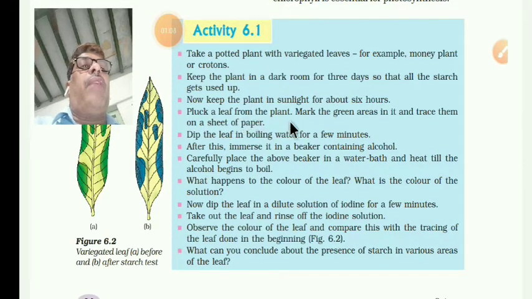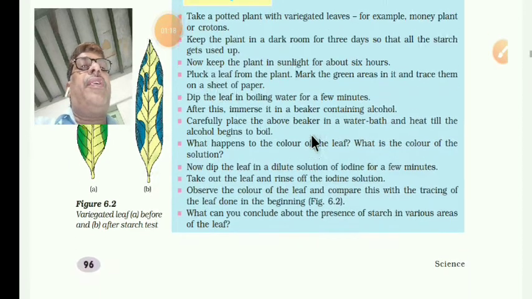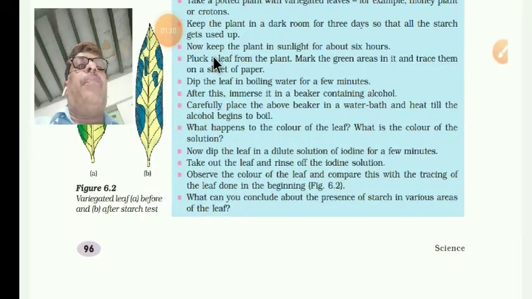Take out the leaf from the plant, mark the green areas in it and trace them on a sheet of paper. So then you have to take a trace on a sheet of paper and mark the green areas. Next, you have to dip the leaf in boiling water for a few minutes. So just go for boiling.